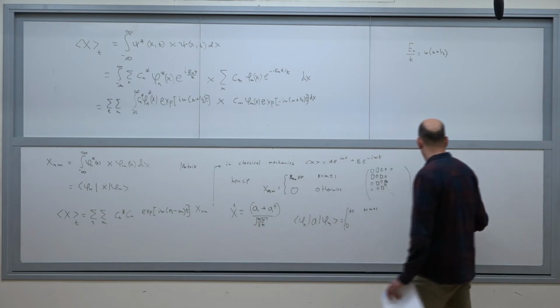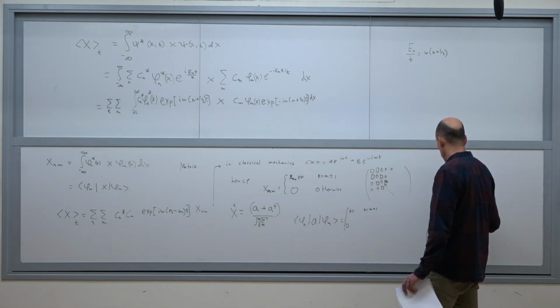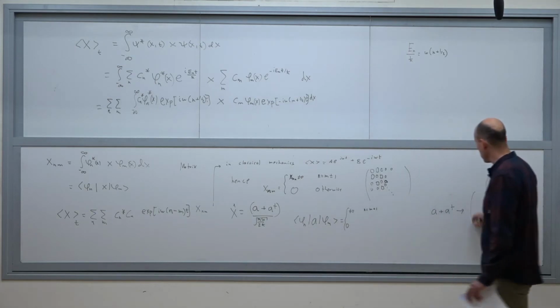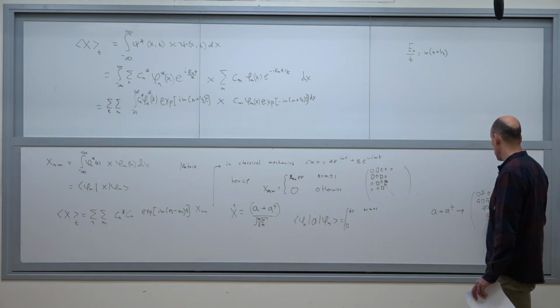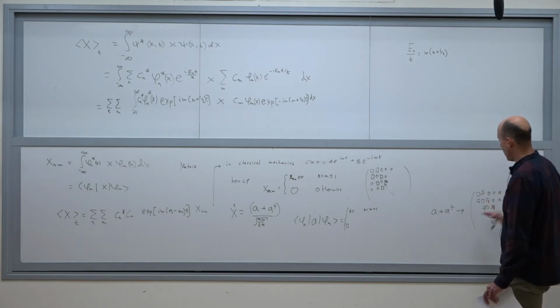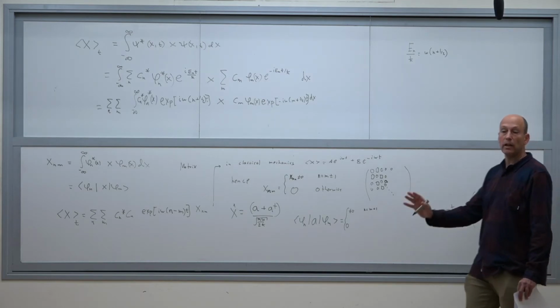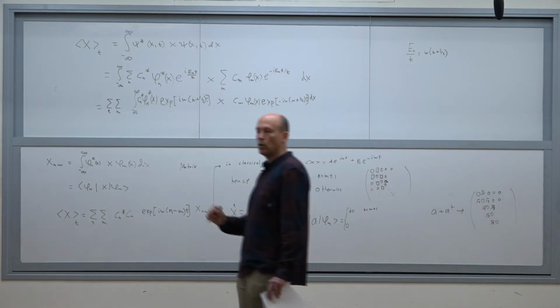In other words, A and A dagger go to some matrix that you remember from the previous lesson. Just 0, 0, and here you add square root of 1, square root of 2, square root of 3, square root of 4, all the rest are zeros, etc. And A plus A dagger is exactly x, up to a constant.